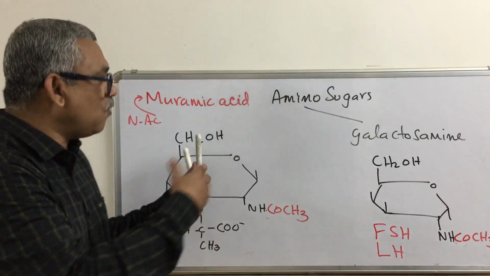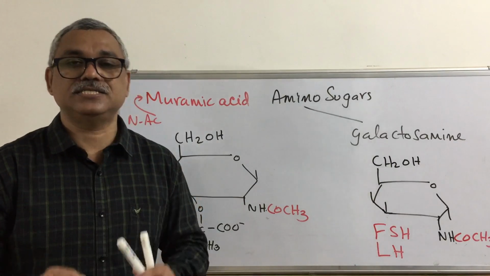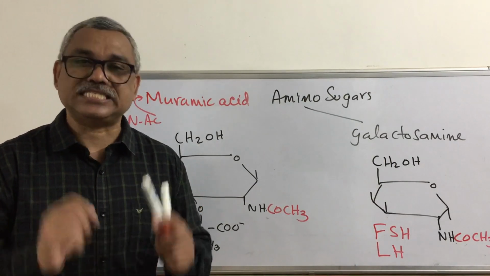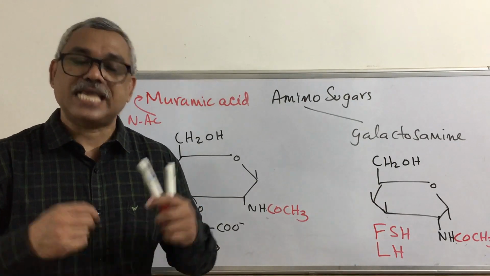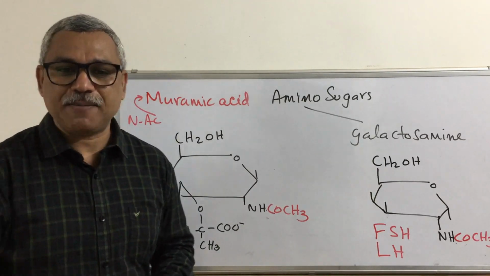After looking at all these amino sugars, we are going to look at another important amino sugar, which is sialic acid. Sialic acid is also known as N-acetyl neuraminic acid.